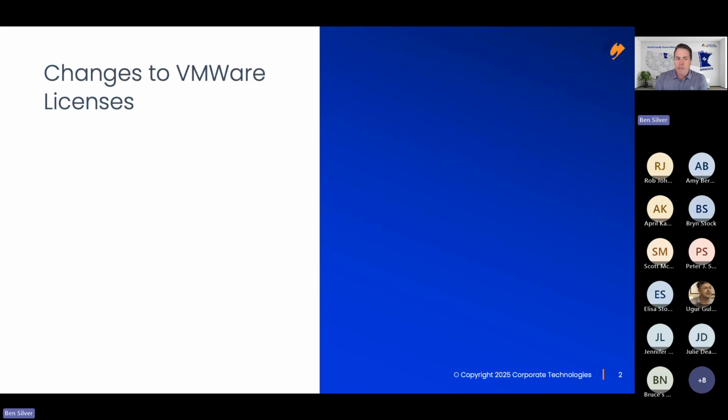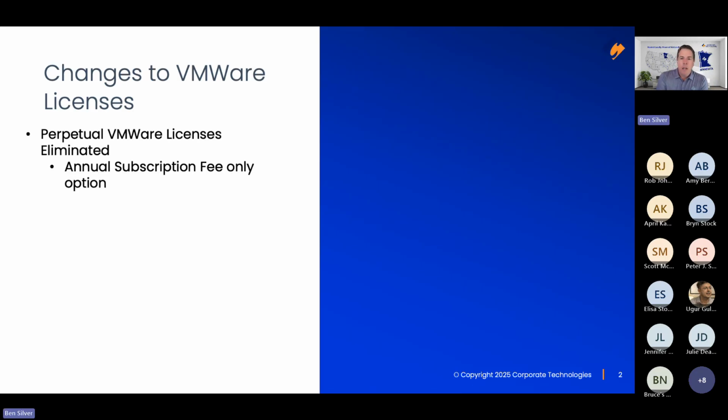So let's start with some of the changes that are happening to VMware this year. The first one is VMware is eliminating the perpetual licenses. So there is no longer a perpetual license, where you paid one time and got to keep it forever. They are moving to an annual subscription fee, and that will be the only option for customers going forward.